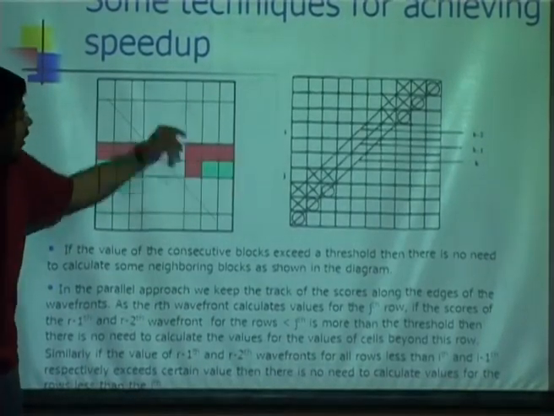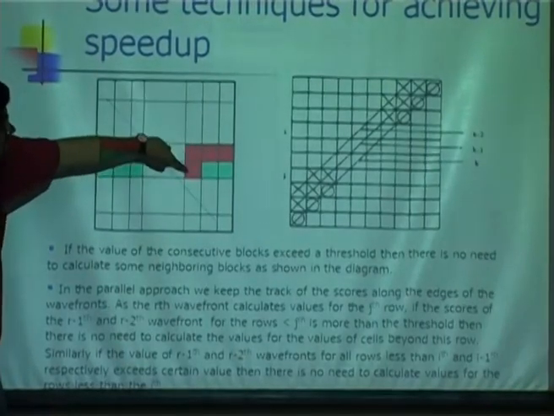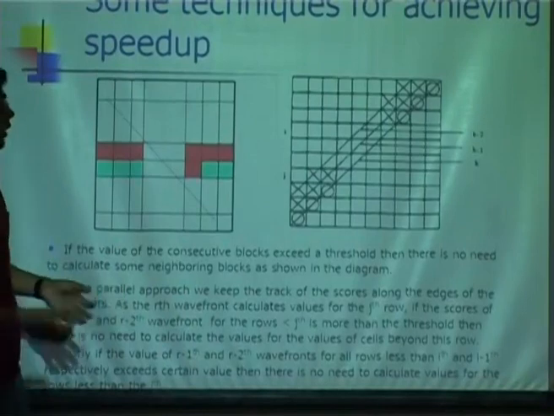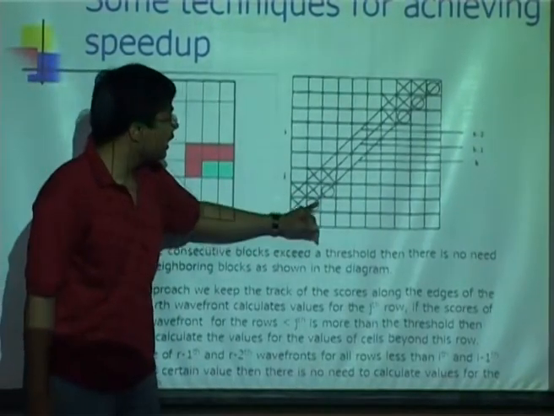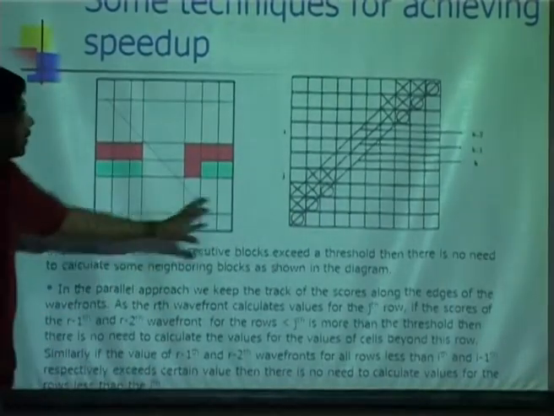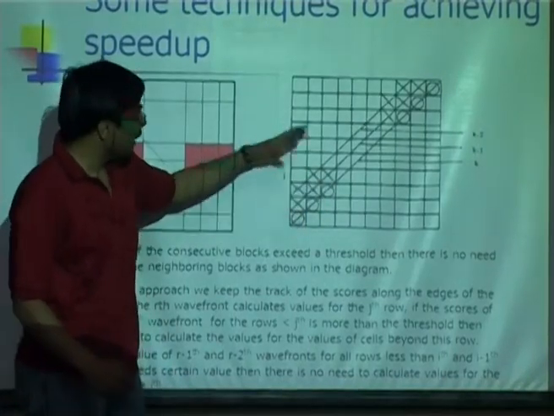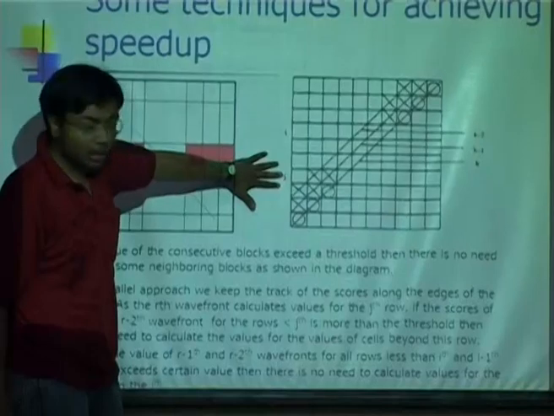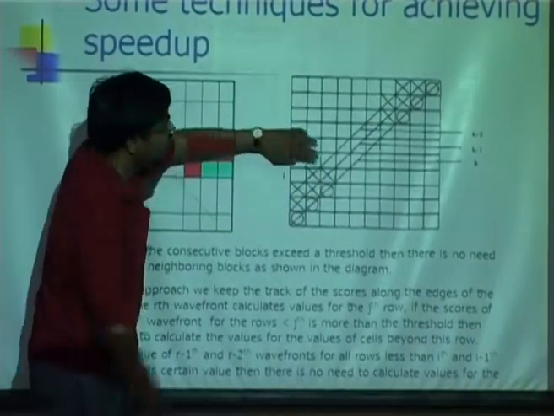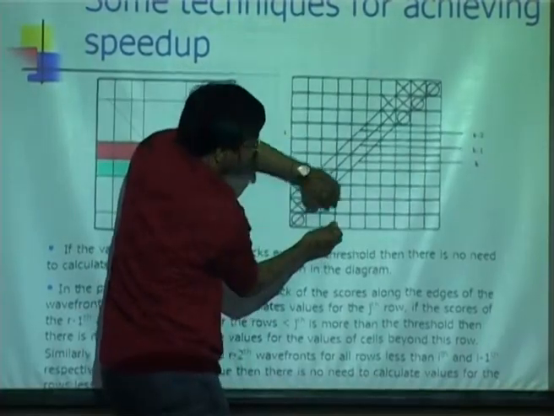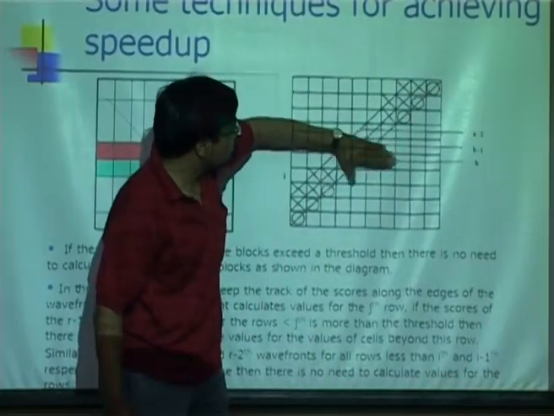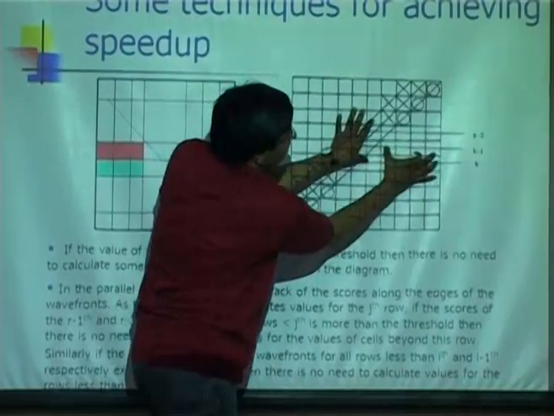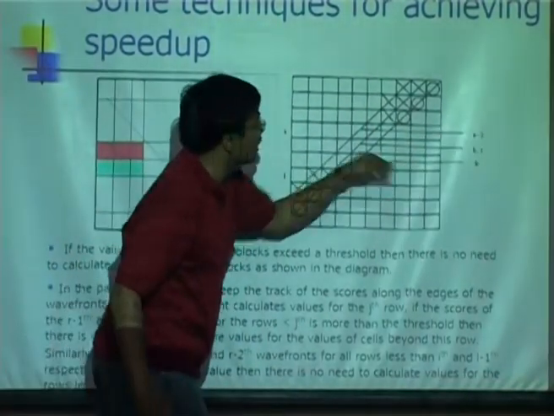Similarly, if you exceed the values in these blocks, then you don't have to calculate the values of these two. The path can pass on like this. When we are doing this in parallel, if we have the kth wavefront, we observe the values at the edges of the k-1 and k-2th wavefronts. If the values exceed the threshold, we have to find a row j where the values of the blocks exceed the threshold. Then we don't have to calculate all these values, and our matrix reduces to this much part only. Similarly in this case, if these two blocks of k-1 and k-2 have more than this value, then we don't have to calculate all these values further, because this area will be neglected and the path will pass on like this.